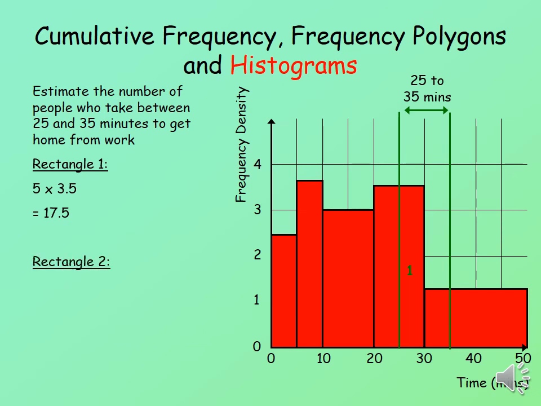The second rectangle, which is this one, again we multiply 5 by 1.25, which is the density. We get 6.25. We merely add the two numbers, which is 23.75. So I've never seen 23 3/4 people, so we round it off. The answer is 24. Okay, so I do hope that you are able to cope with these diagrams.